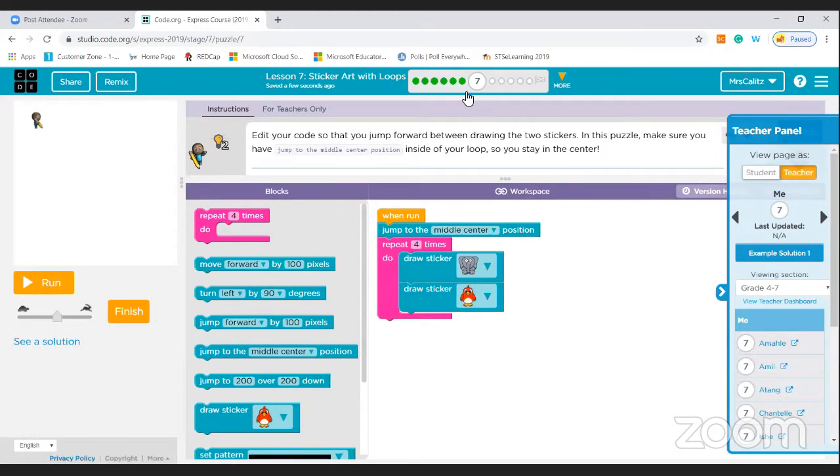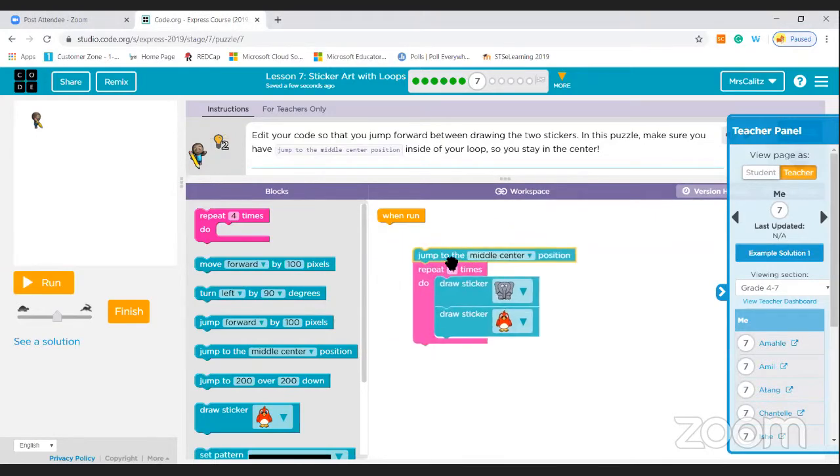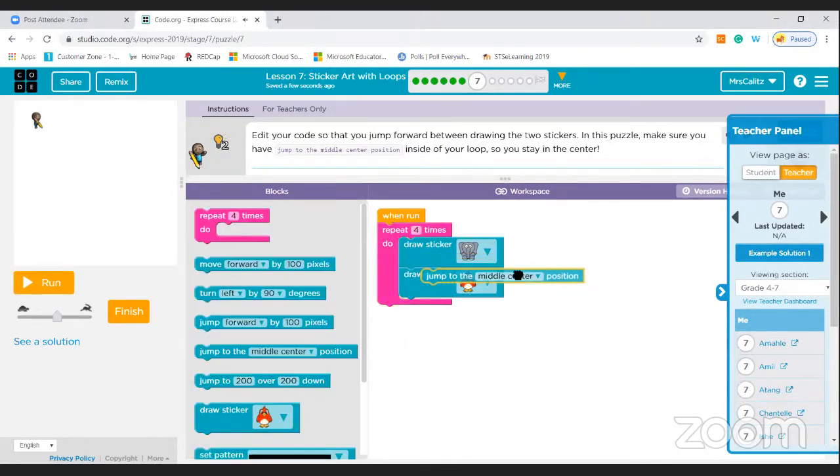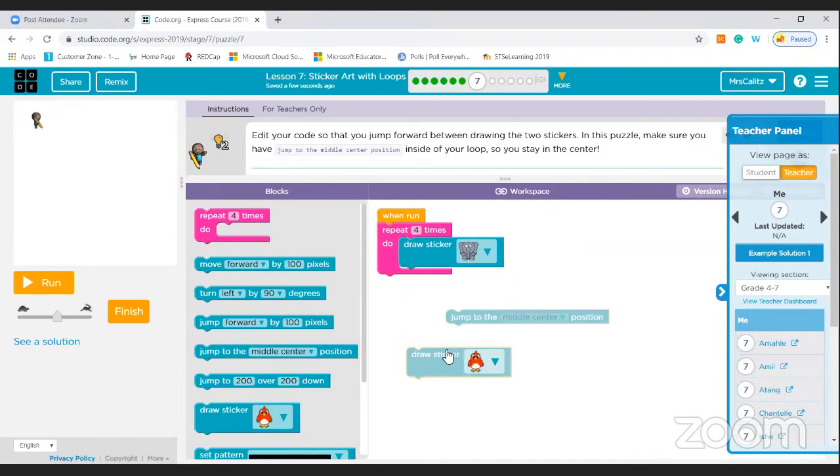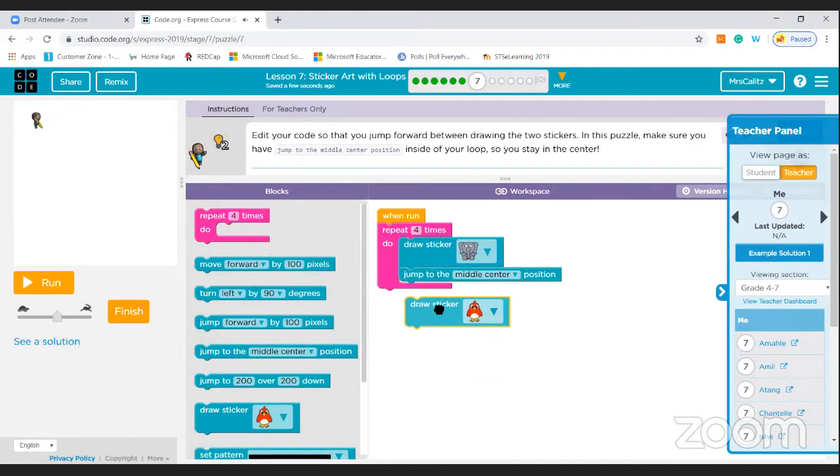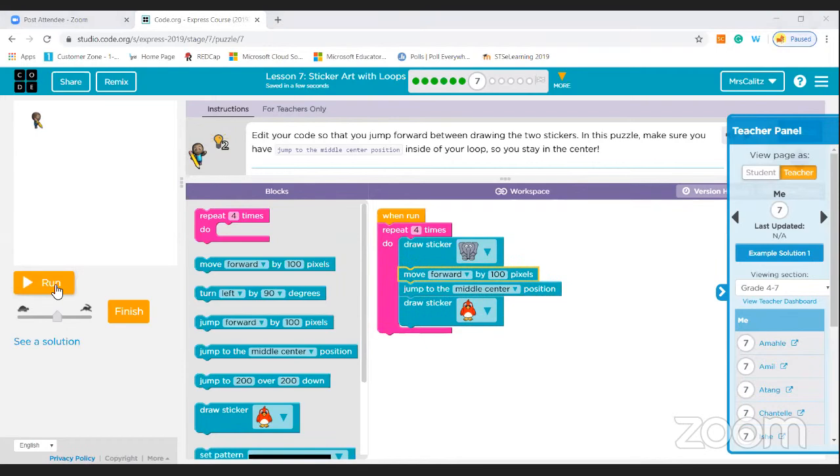Edit your code so that the jump forward between drawing the two stickers in this puzzle. In this puzzle, make sure you have jump to the middle center inside of your loop so you can stay in the center. So I need to do this. It doesn't click in if you don't do it this way, okay? So now I'm going to say repeat 4 times. And then I'm going to say, for example, move forward and move back. Now you're going to see me jumping up and down.